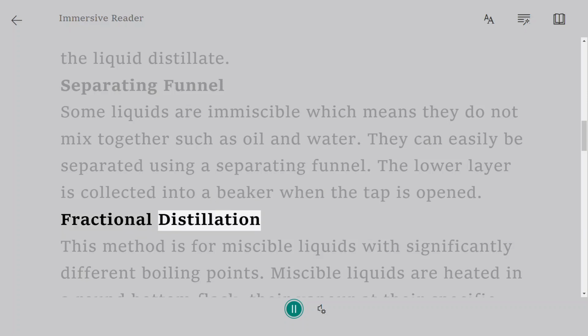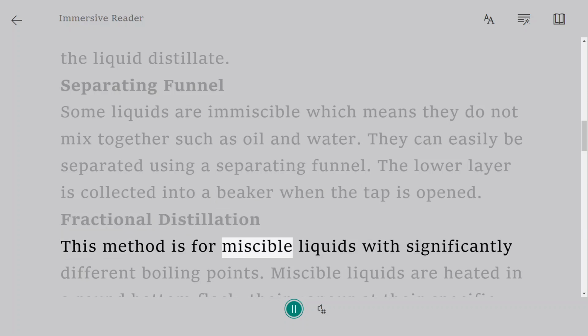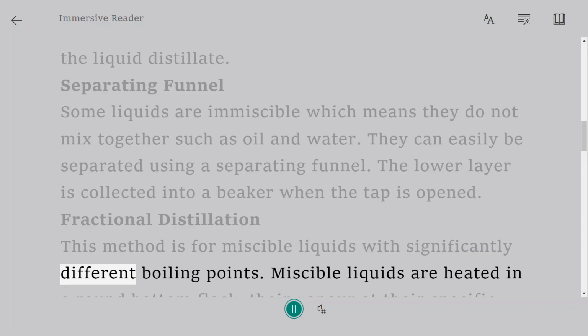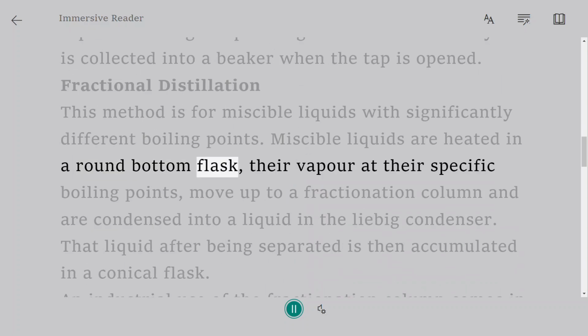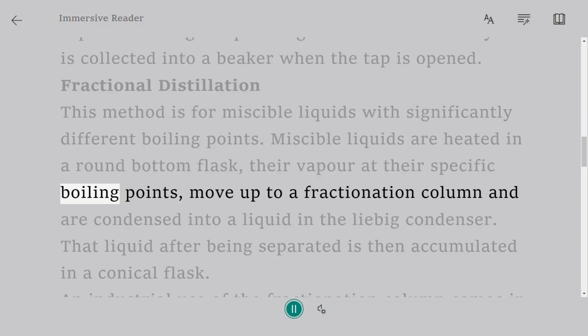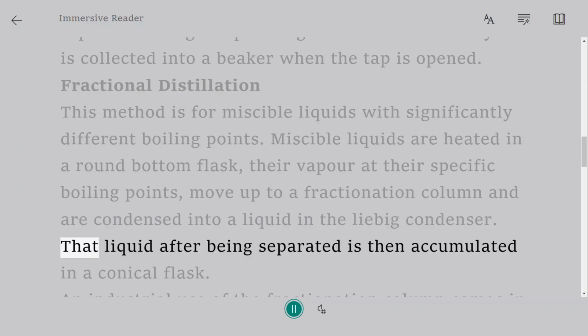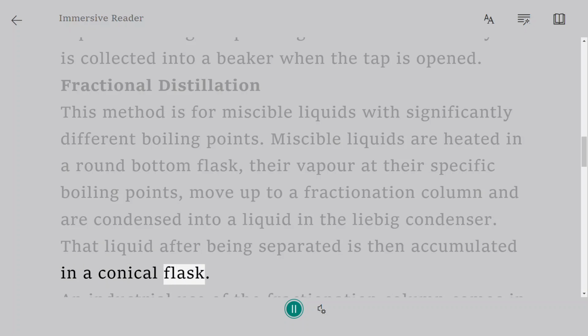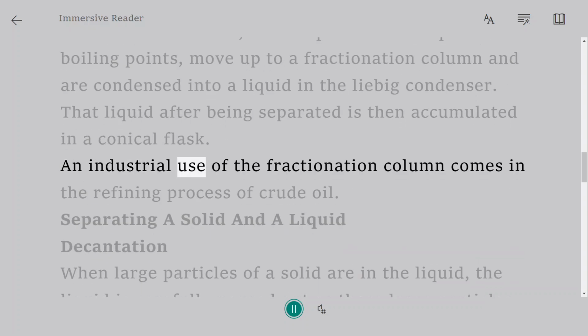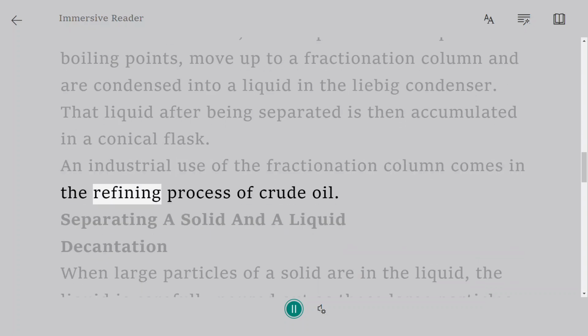Fractional distillation. This method is for miscible liquids with significantly different boiling points. Miscible liquids are heated in a round-bottom flask, their vapors at their specific boiling points move up to a fractionation column and are condensed into a liquid in the Liebig condenser. That liquid, after being separated, is then accumulated in a conical flask. An industrial use of the fractionation column comes in the refining process of crude oil.